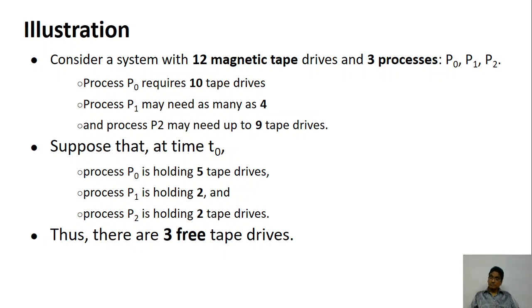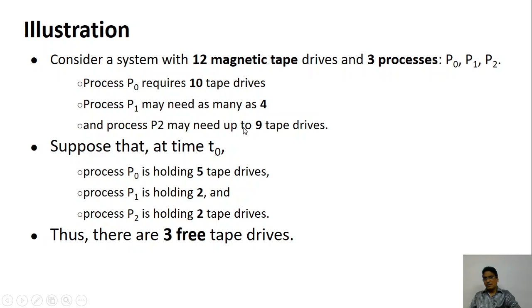Now what you do is, suppose at time 0 you gave 5 tape drives to process P0. P0 required 10 tapes. You give 5 and say take 5 as of now, and later when you require more, you come to me and I will give you. I won't give you all 10 because I have to give resources to the others also. Then P1 comes and asks you for the resource. You give 2 to P1 and say you require 4, but I am giving you 2, come later and I will give you the remaining 2.